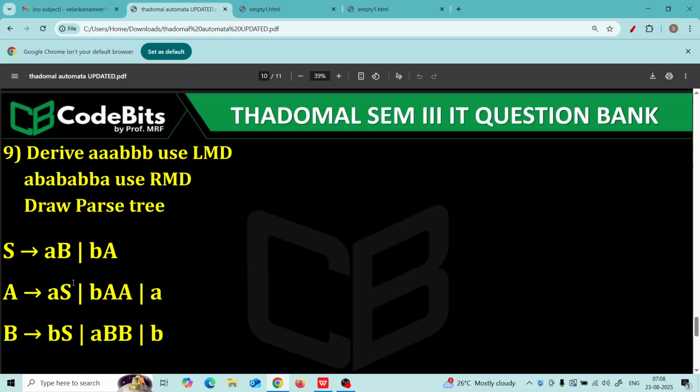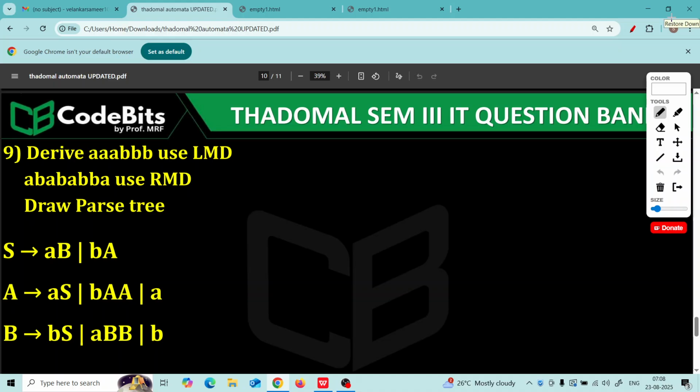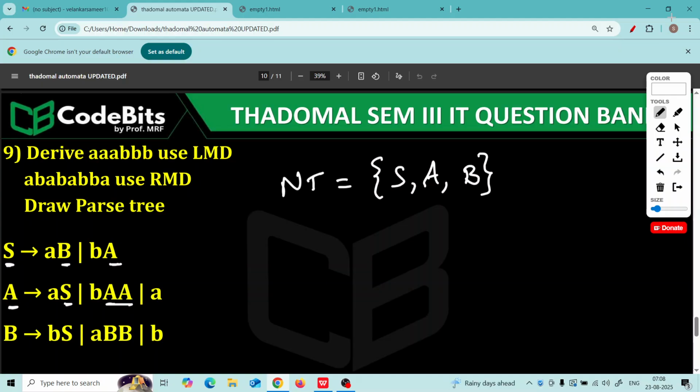Now in this context free grammar, these capital letters S, A and B are called non-terminals. So in our grammar, non-terminals are S, A, B, three non-terminals, and these small letters are called terminals. So terminals over here are a, comma b. Only two small letters are there, a, b. Here also a, b. Okay, and this particular line is called production.